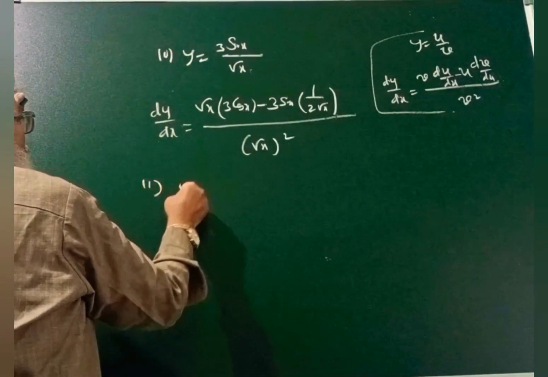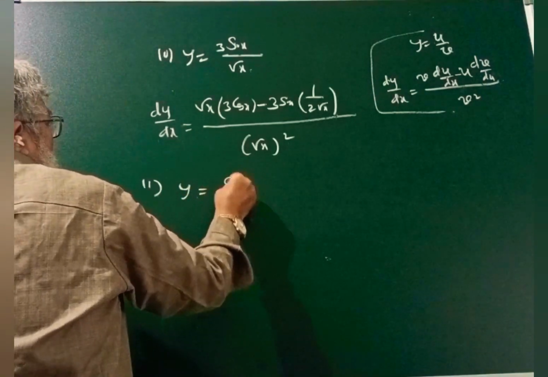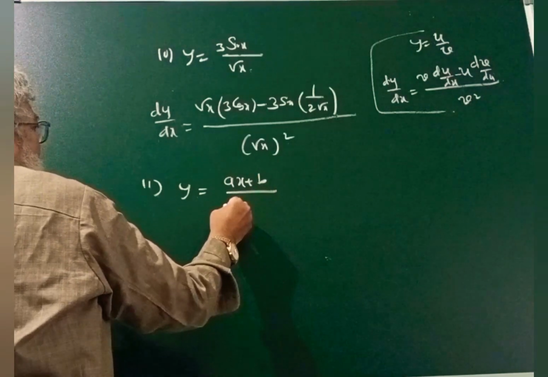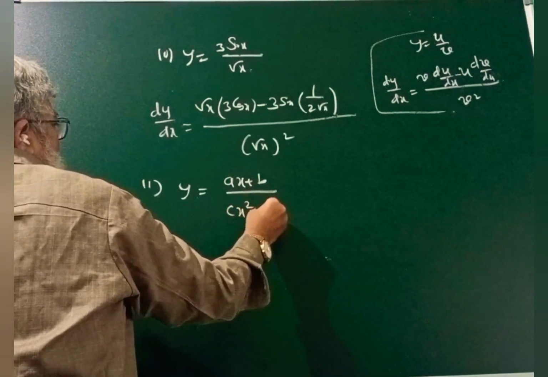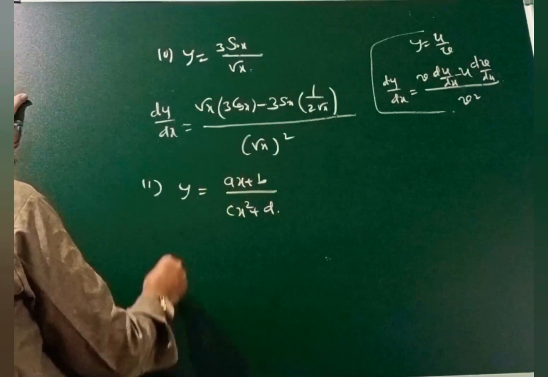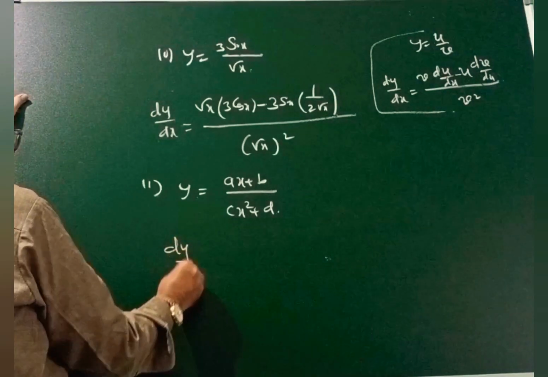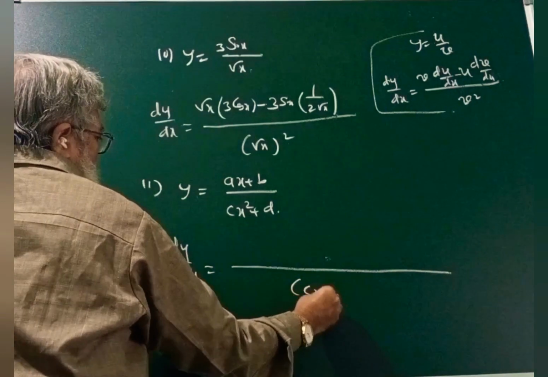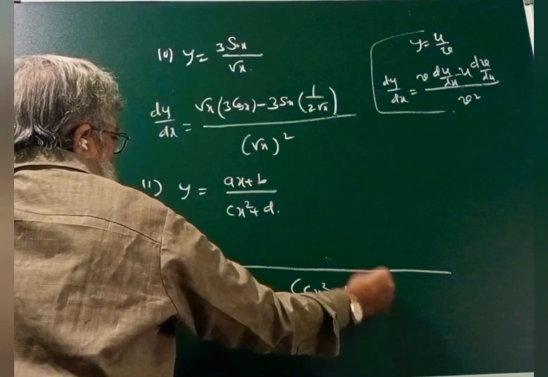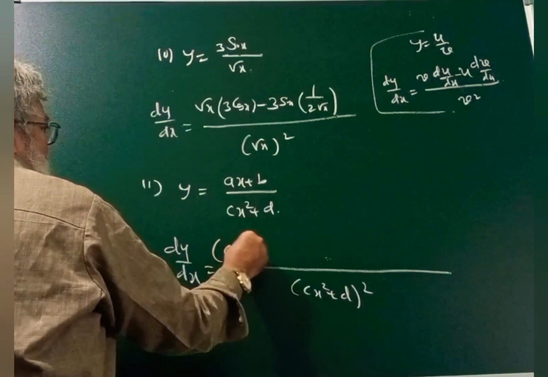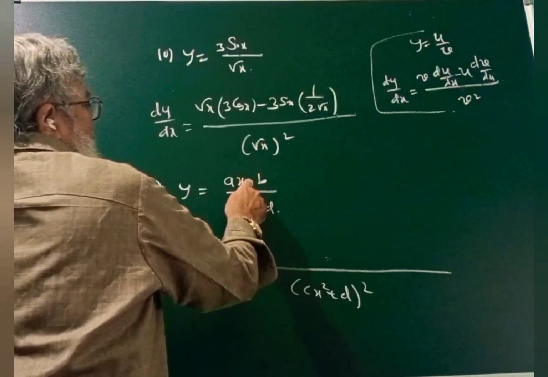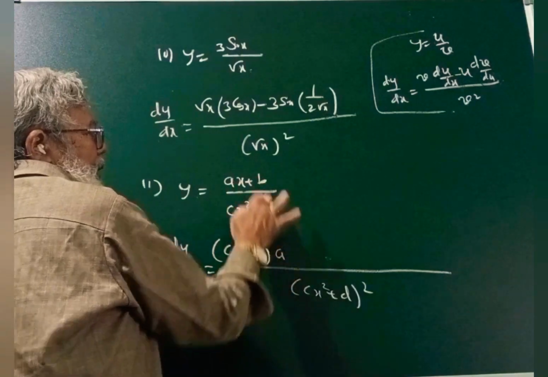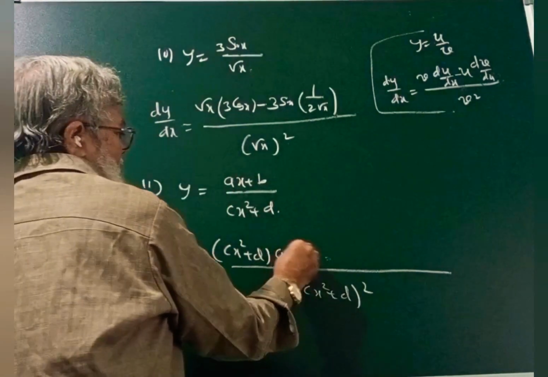Let us take one more problem here. It is ax plus b by cx square plus d. Now dy by dx is equal to, again we apply the quotient rule here. And here we write cx square plus d, derivative of numerator a into 1, that is a only, b is 0. So this is as it is.